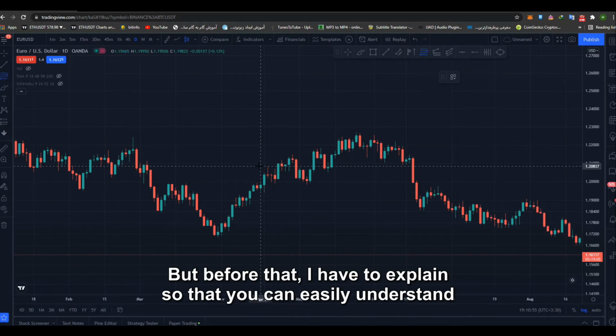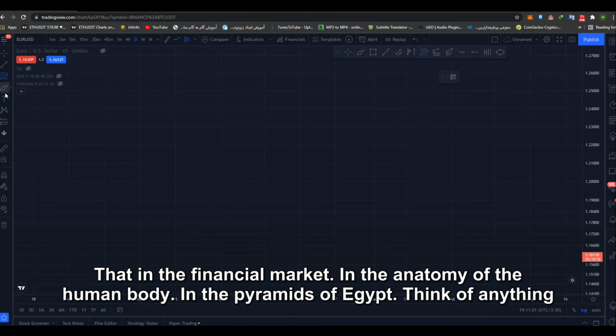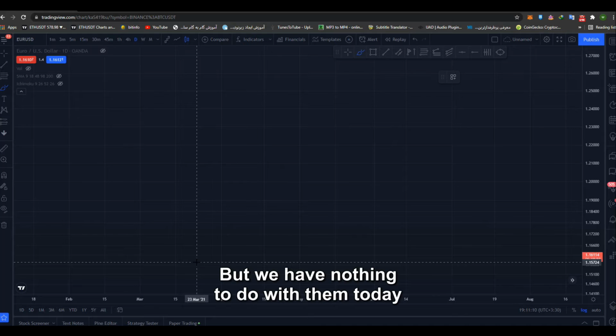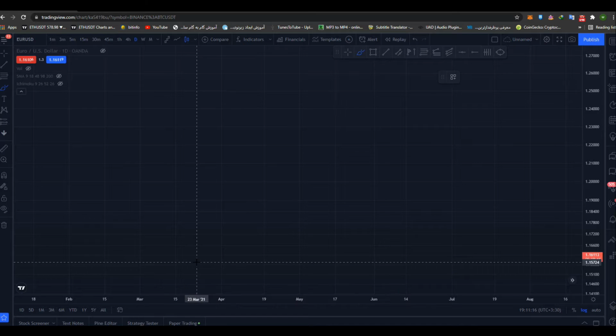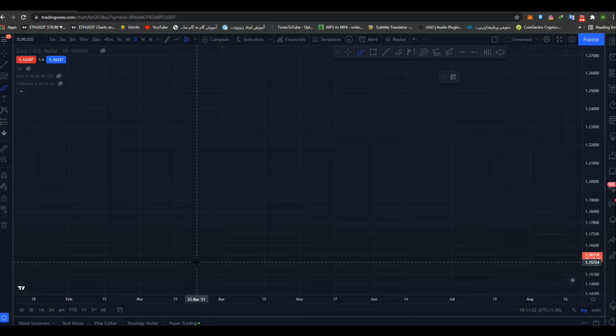But before that, I have to explain so that you can easily understand that in the financial market, in the anatomy of the human body, in the pyramids of Egypt, think of anything, these are special Fibonacci installations or sizes that are specific numbers, but we have nothing to do with them today. We need to learn how to make money and profits from the market. Friends, you have to remember that my intention is only to make a good profit in the market.